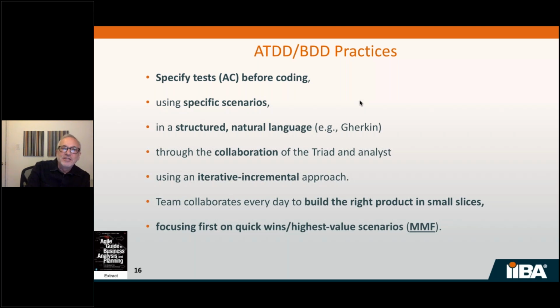And then finally, using an iterative incremental approach. We don't try to get all of the acceptance criteria fully elaborated up front, that would ever possibly be needed for the feature. We try to focus mostly on the highest value scenarios, specify those, and most importantly, start working on implementing them first, and then we start to add in others. Keeping in mind that it's an iterative incremental approach, what that means is that the team is collaborating every day to build the right product in small slices. So each of these slices is a little piece of the feature.